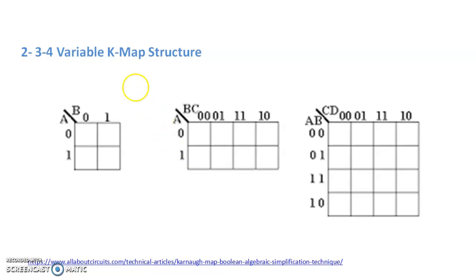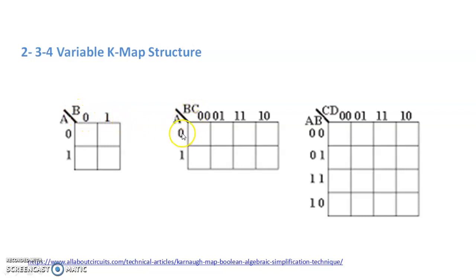In 2 variable K-map structure, it requires 4 cells. For 3 variable K-map structure, it requires 8 cells, and for 4 variable K-map structure, it requires 16 cells. For example, in 2 variable K-map structure, how it is represented: A is 0 and 1. The input values are 0 and 1. Same for B, it is 0 and 1.